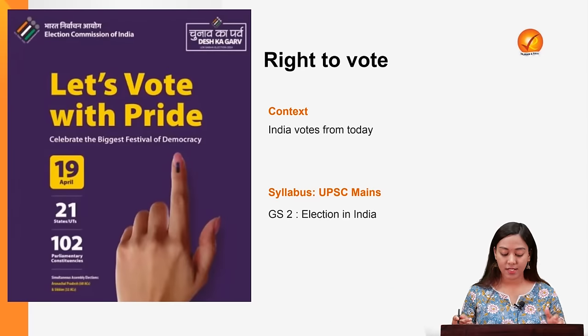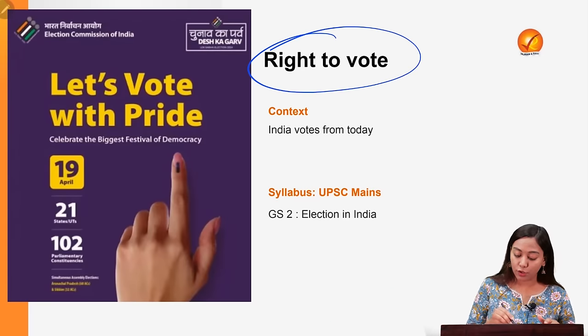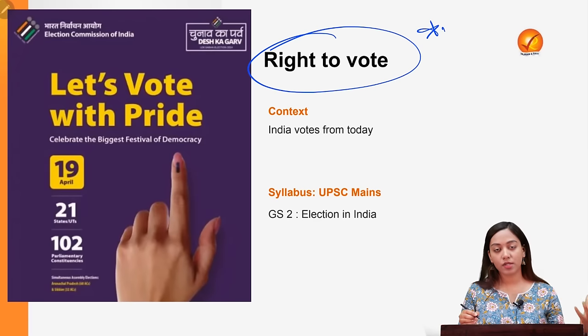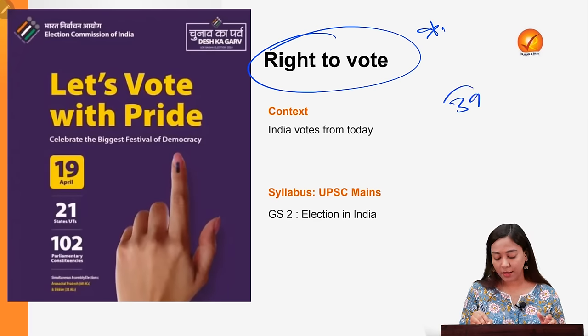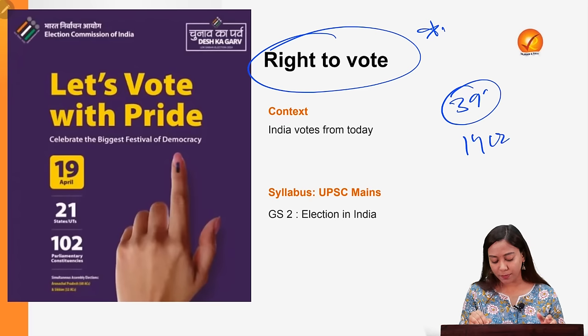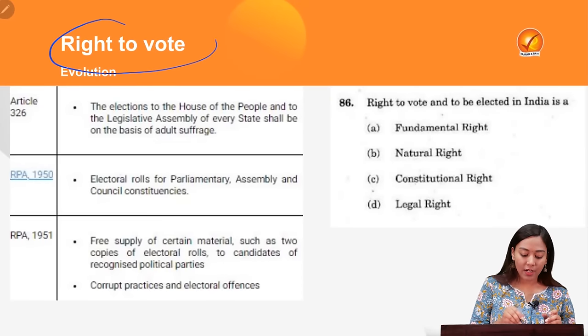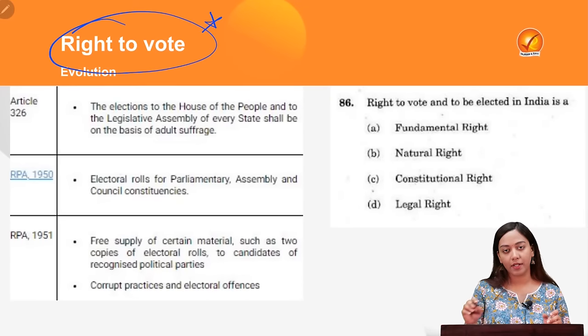Now a great day for us. We can exercise our right to vote from today, because the first phase of the Lok Sabha elections has commenced for about 39 Lok Sabha seats, where about 14 crore people will be turning out, and the final evaluation will be taking place on 4th of June. So for this, we have to understand what is our right to vote and how do we have it.